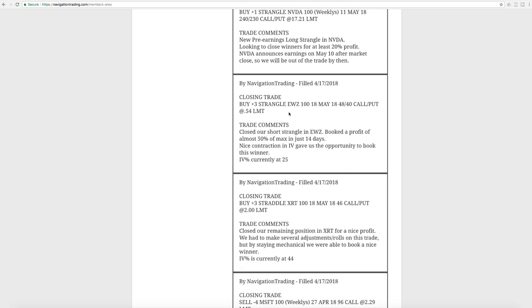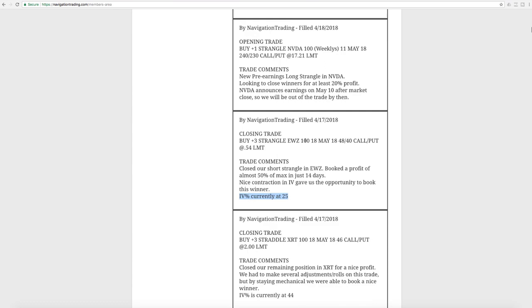So we did a closing trade in EWZ, booked a profit, almost 50% of max profit, only in the trade for 14 days. So a nice quick winner. Like I said, we had that IV contraction at the early part of the week, which gave us an opportunity to book that winner. IV percentile dropped down to 25 at that time. So nice trade in EWZ.